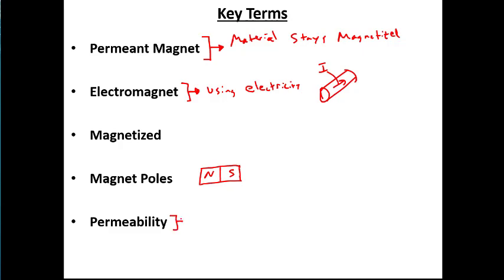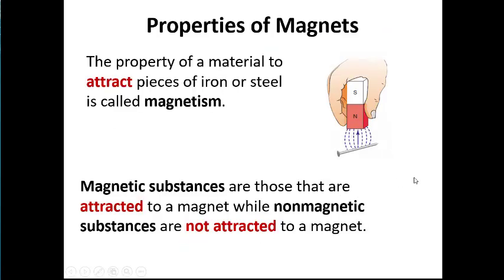Permeability, this is a property of materials. And this property will affect how well the material can be magnetized. And so different materials will have an ability to become magnetized. Most materials do not have the ability to become magnetized. And so we'll talk about permeability. This is something that we can measure and help us determine if we're trying to make a magnet, what would be a proper material. All right, so the first thing that we'll look at is the properties of magnets.